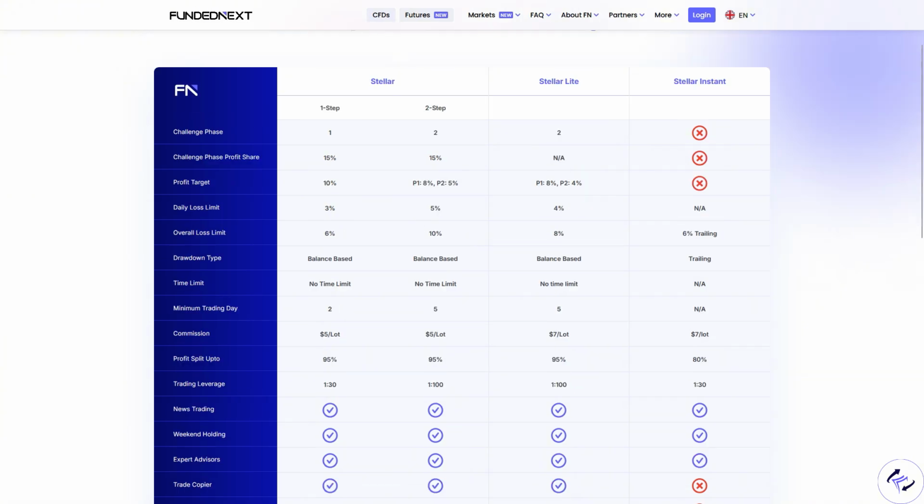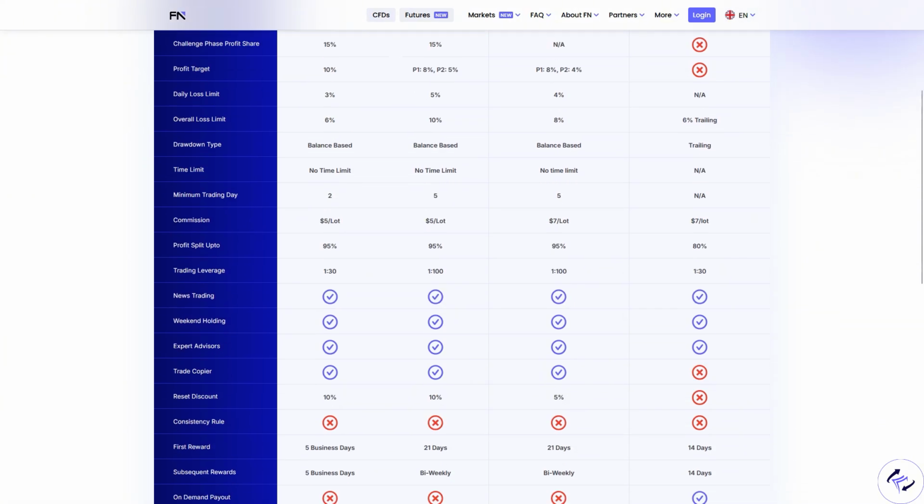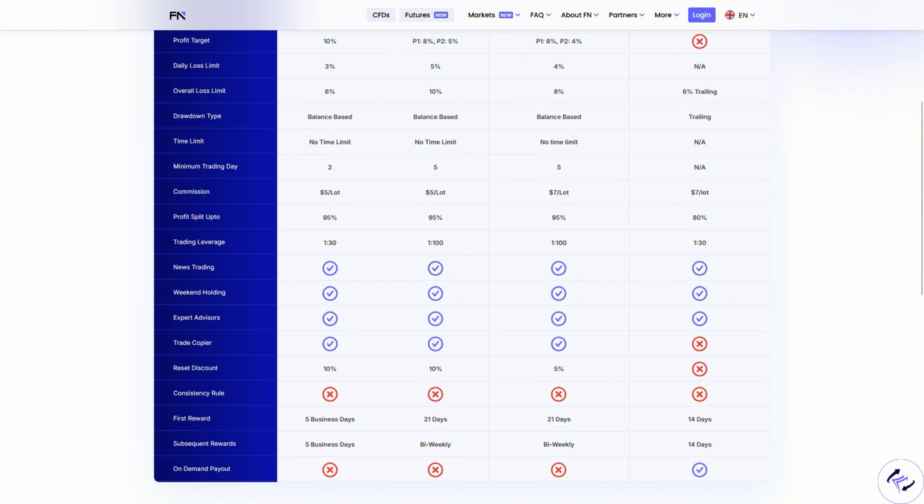The great thing about Stellar account is that I can trade news, I can hold over the weekend, I can also use expert advisors and trade copiers. And if I fail it, I have reset discount 10%.